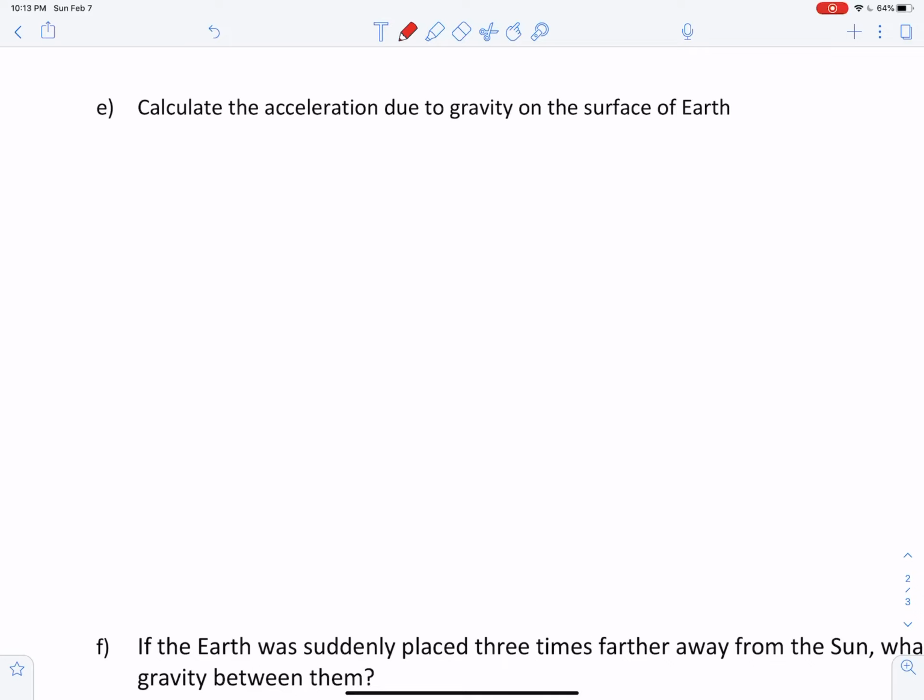Continuing these examples to part E. We're now going to get into some very fun theoretical stuff. The question now is to calculate the acceleration due to gravity on the surface of Earth.